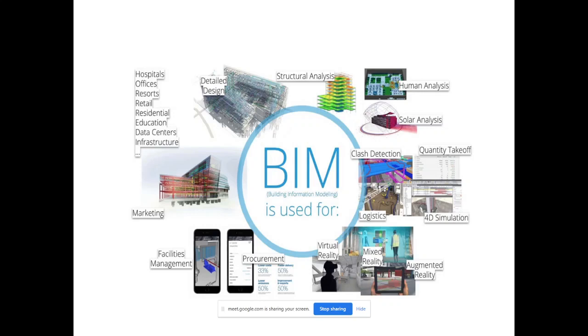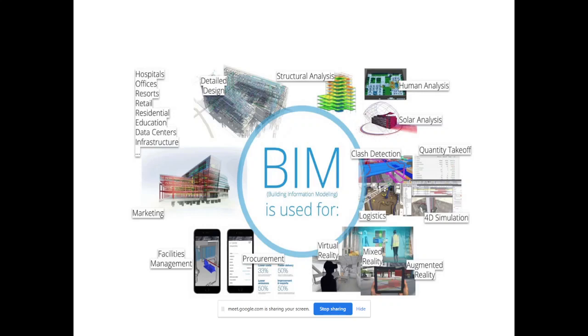Next one is quantity takeoff. You will take the quantity for material. For example, I need 50 cubic meters of concrete for beam concrete and column concrete, that type of work. You can take this from BIM also in Revit software. Next one, logistics, 4D simulations, mixed reality, and virtual reality also. VR, virtual reality, is done in this Revit also, the BIM software, along with facilities management, marketing, and all the things. Okay, all of these are used in BIM software.